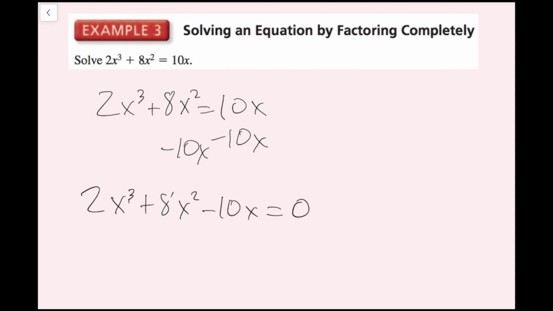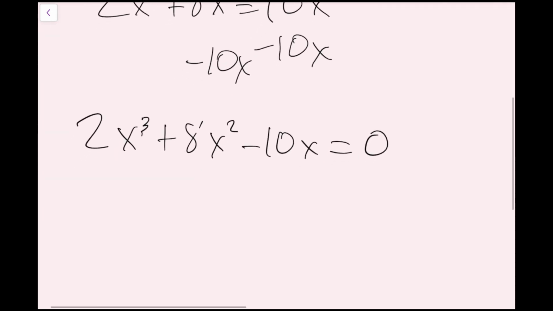I'm going to zoom in here. Anyway, now I want to factor this expression. So first I want to check to see if there's anything I can factor out of each term.